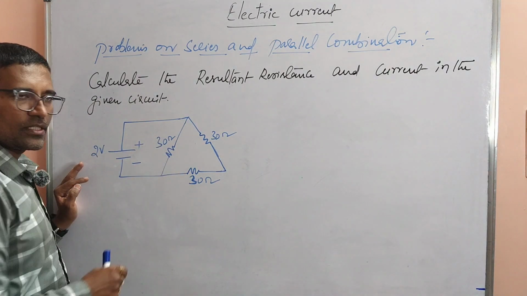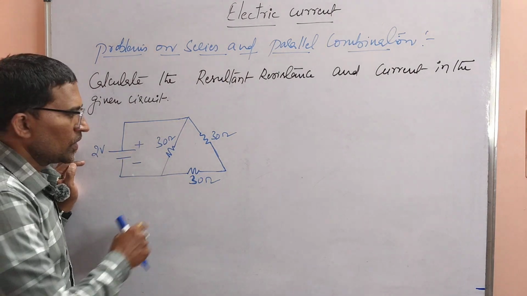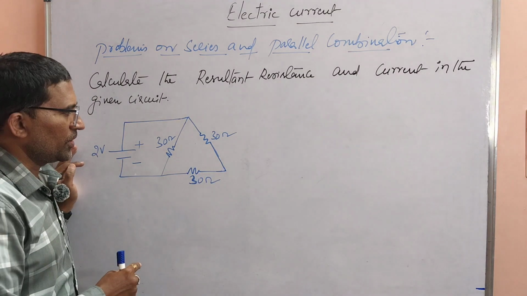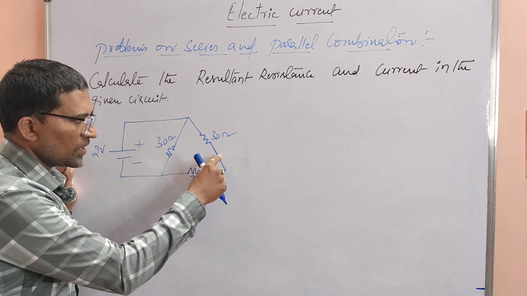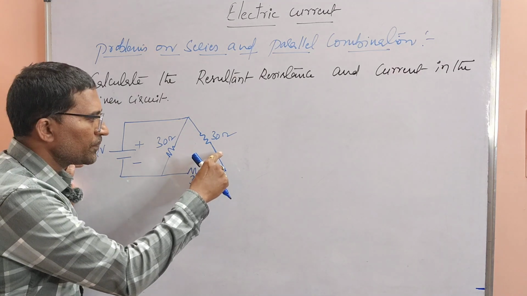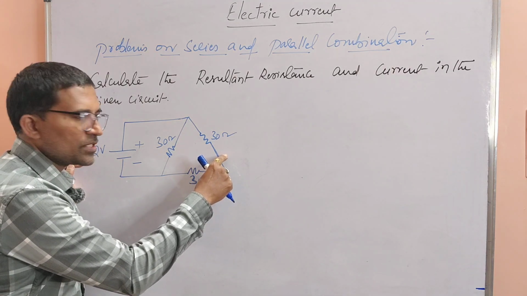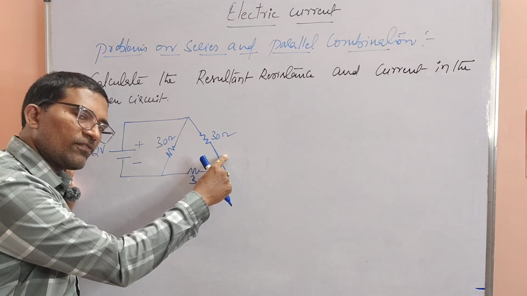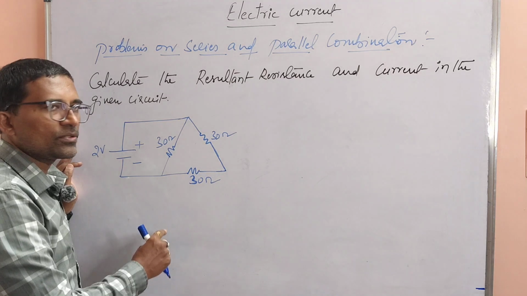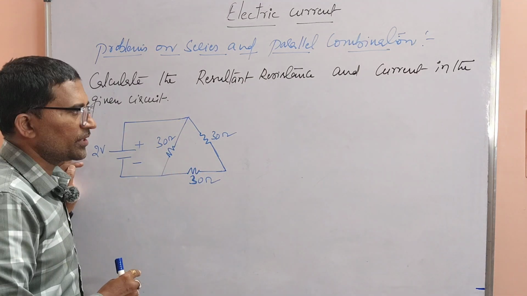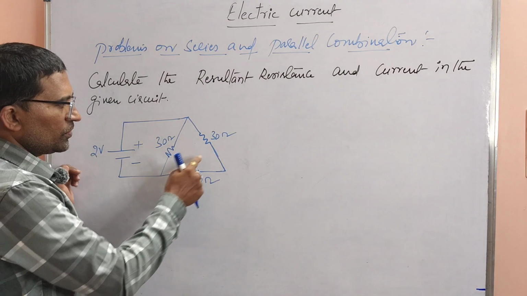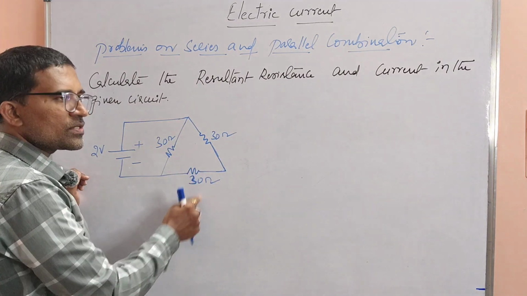First of all, we need to check how they are connected. In this given circuit, these two resistors are connected in series combination. First we have to calculate the equivalent resistance of the series combination, and after that we need to modify the given circuit according to the value we get. So there are 3 resistors, and 2 of these resistors are connected in series combination.